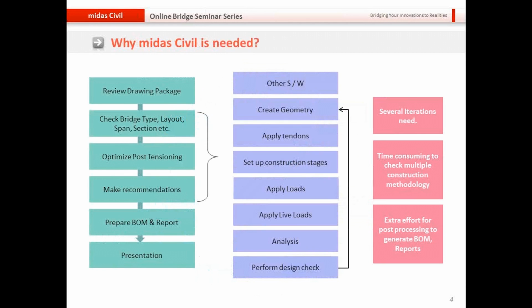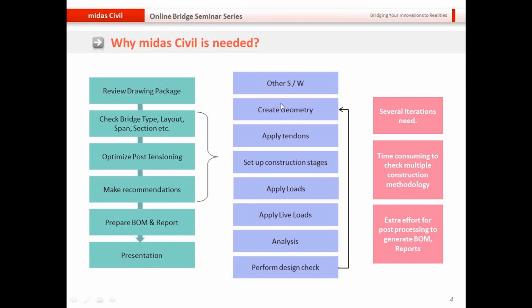So let's see why Midas Civil is needed. The role of the engineer that I just described can be laid down in this flowchart. He starts by reviewing the drawing package, then he has to check the bridge type, layout, span, section which is being proposed by the client's engineer. Then he has to optimize the post-tensioning, and then he has to make recommendations, if any, and then he has to go and prepare the bill of material, report, and presentation.